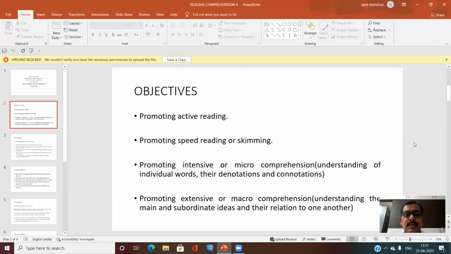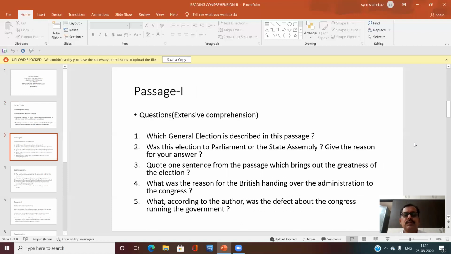Now, let us see the questions. Which general election is described in this passage? The answer is the general election for the state assemblies in 1952. This is the answer.